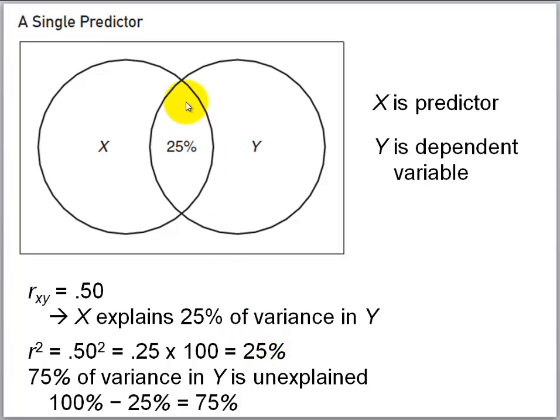Now, the circle for x conveys the variance in x. The circle for y conveys the variance for y. The overlap between the two circles conveys the percentage of variance in y that is explained by x. So the overlap here is 25%.